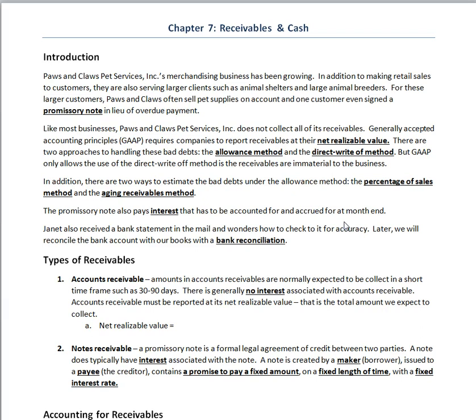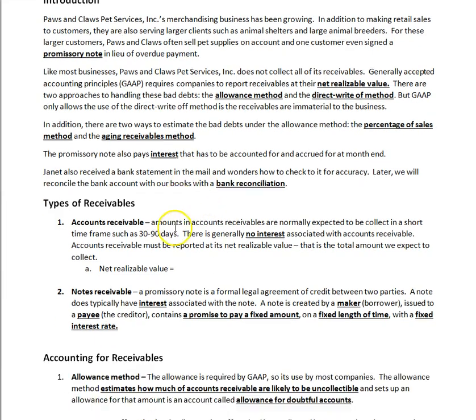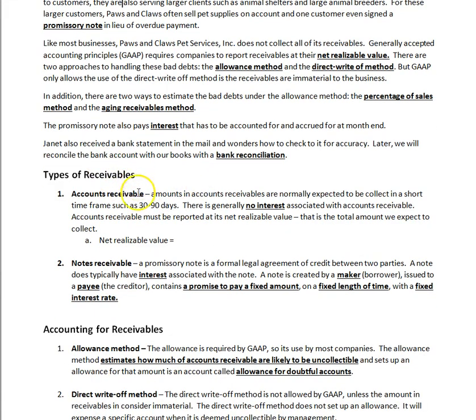Here we are in chapter 7. This is over receivables and cash. All right, this first part is just going through all the different terminology we're going to see throughout the lecture today. Feel free to read through this, but we're going to hit on these individually when we define them throughout the lecture. Types of receivables.